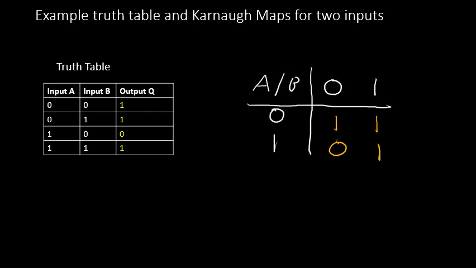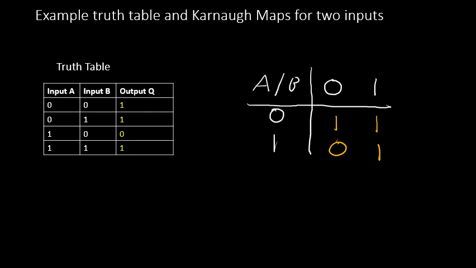Once we've created our Karnaugh maps, we then need to draw boxes around groups of adjacent ones. Now it's really important that boxes must only contain ones. Boxes can overlap. They must be square or rectangle, and they must contain a number of cells to the power of 2. So that's 1, 2, or 4.